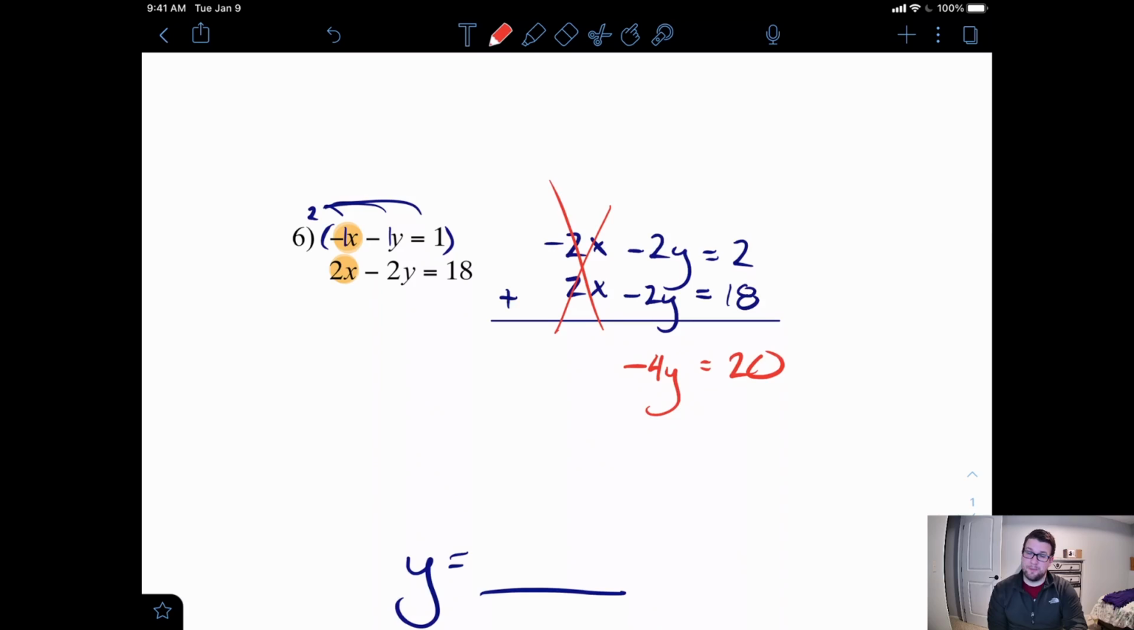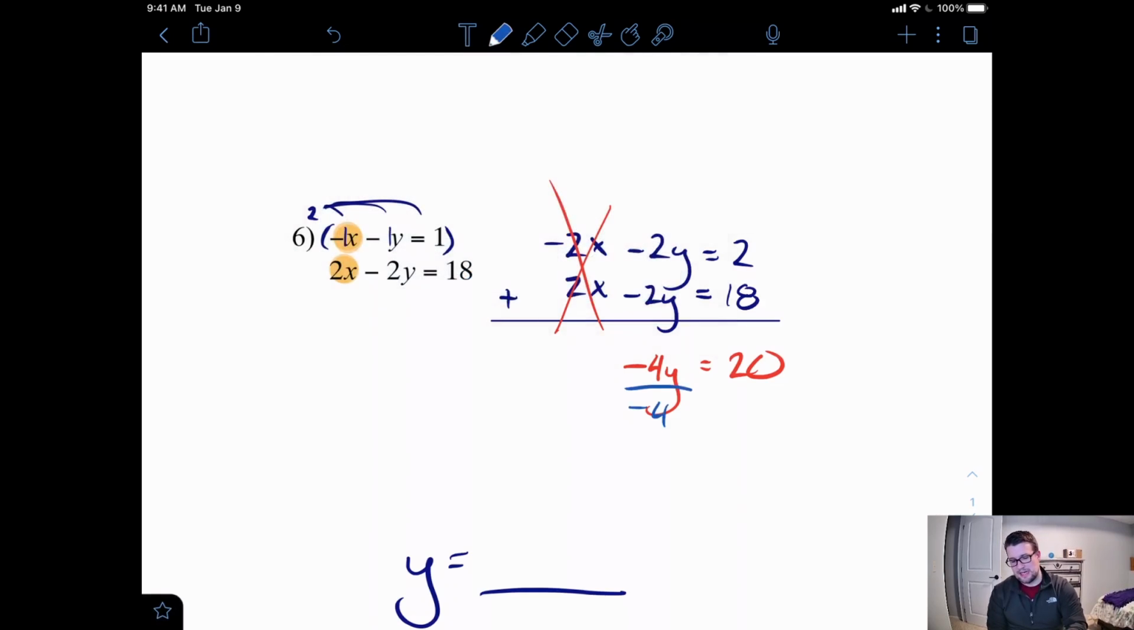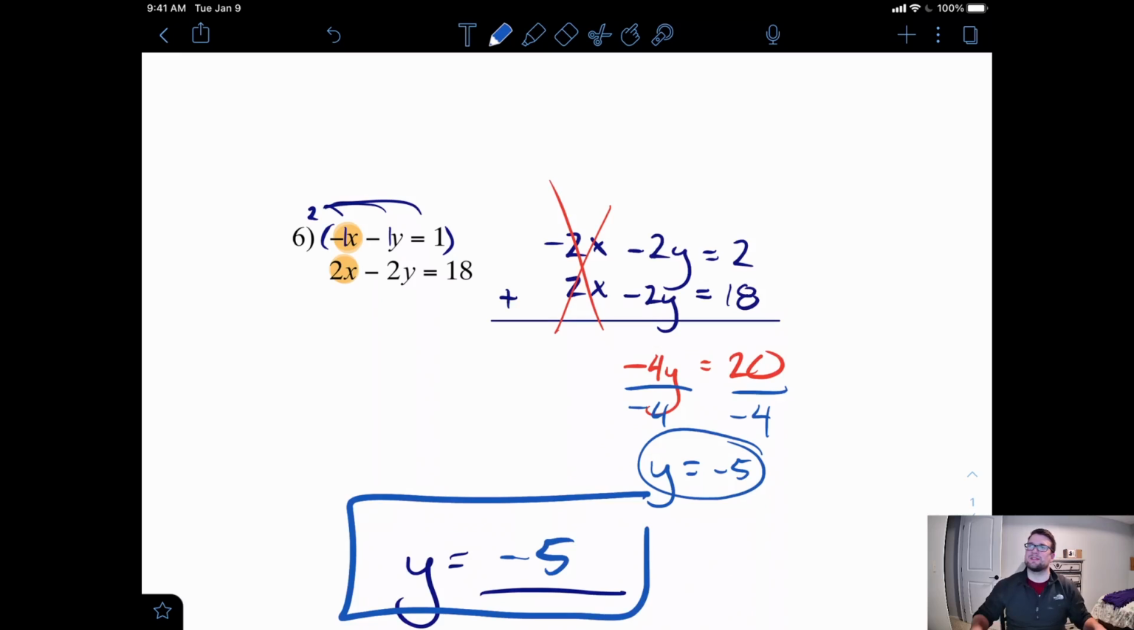To wrap this up, we just need to get y alone. So let's divide by negative 4 and divide by negative 4. And you're going to get y equals 20 divided by negative 4 is negative 5. So negative 5 is your answer.